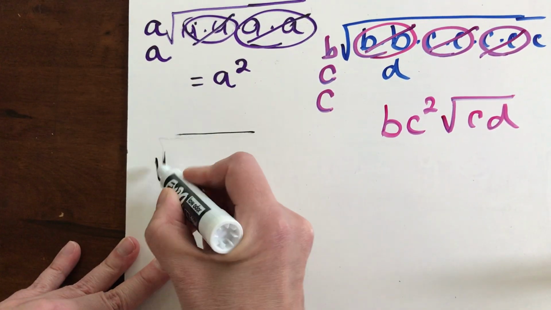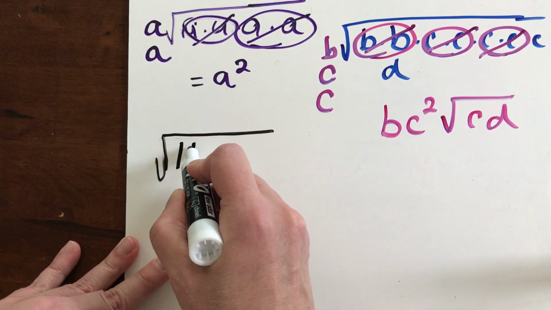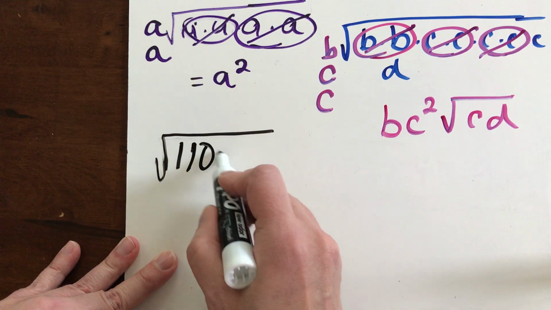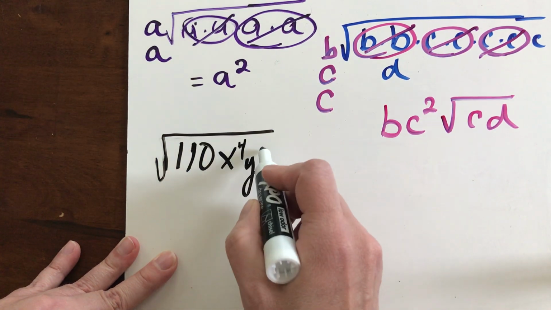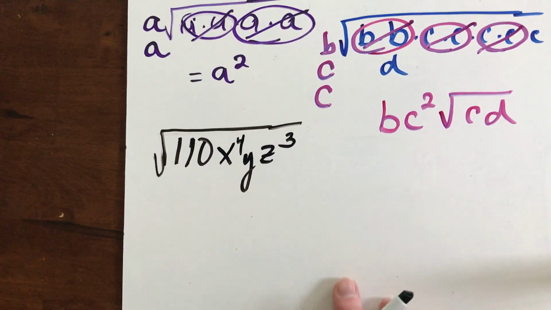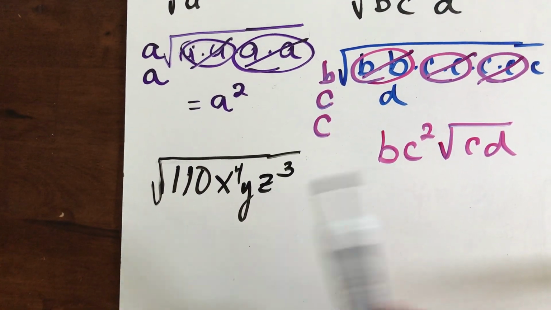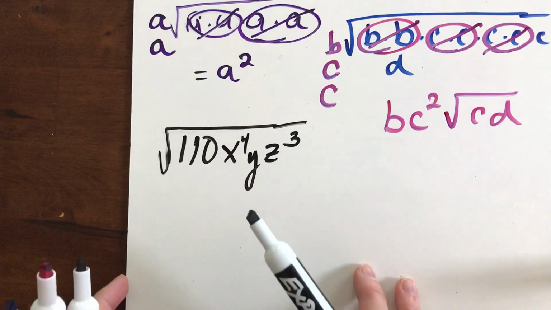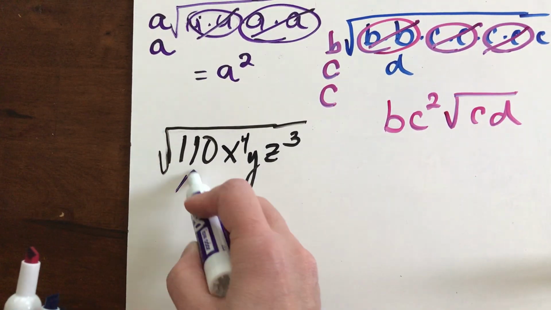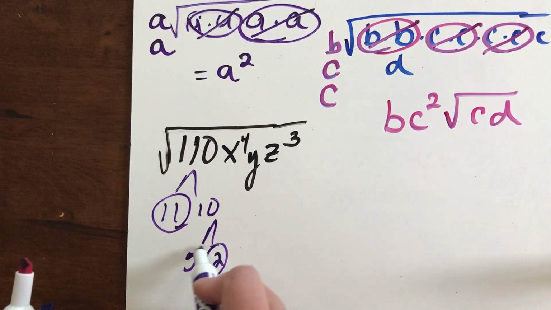What if I had 110, x to the 4th, y, z to the 3rd? Let's do a really long one here. All right, what do you notice is different between this one and these two? The only thing that's different is now I have a number. So we're going to combine both things that we just did together. The first thing I want you to do is break down 110. So this will be 11 times 10. That's prime. This is 5 times 2.